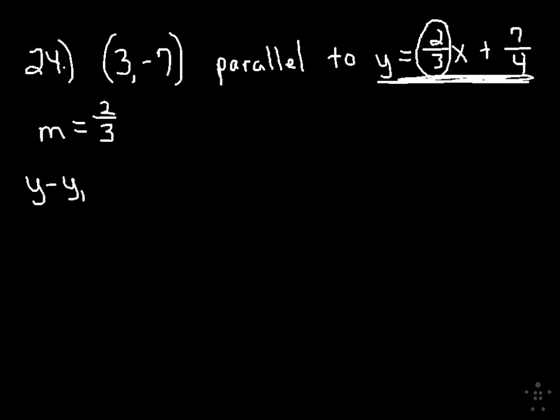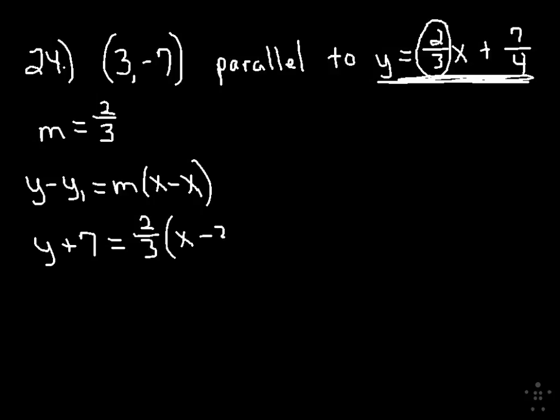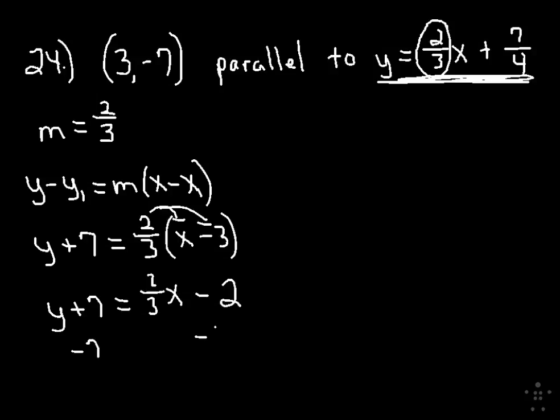So y minus y1 is equal to m times x minus x1. And so I get y minus -7, same thing as plus 7, is equal to 2 over 3 times x minus 3. Distribute. So y plus 7 is equal to 2 over 3x. And the 3's would cancel there. When you multiply the fractions, you get minus 2. All right, subtract 7 from both sides. So we get y is equal to 2 over 3x minus 9.